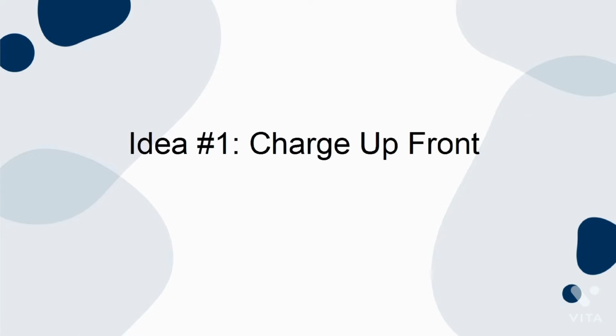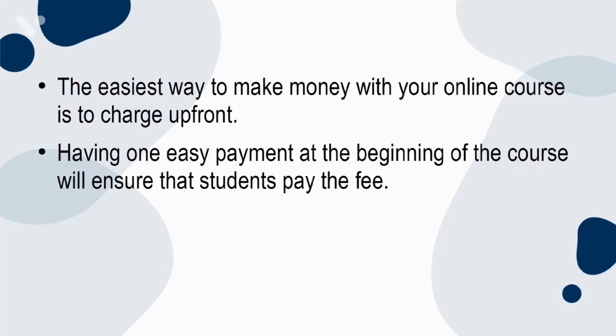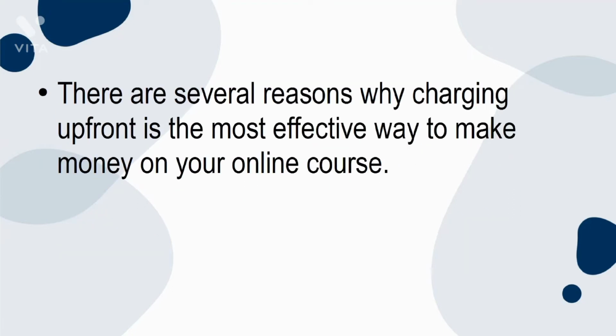Idea 1. Charge up front. The easiest way to make money with your online course is to charge up front. Having one easy payment at the beginning of the course will ensure that students pay the fee. Additionally, it will let you see the money from the beginning of the course. There are several reasons why charging up front is the most effective way to make money on your online course.